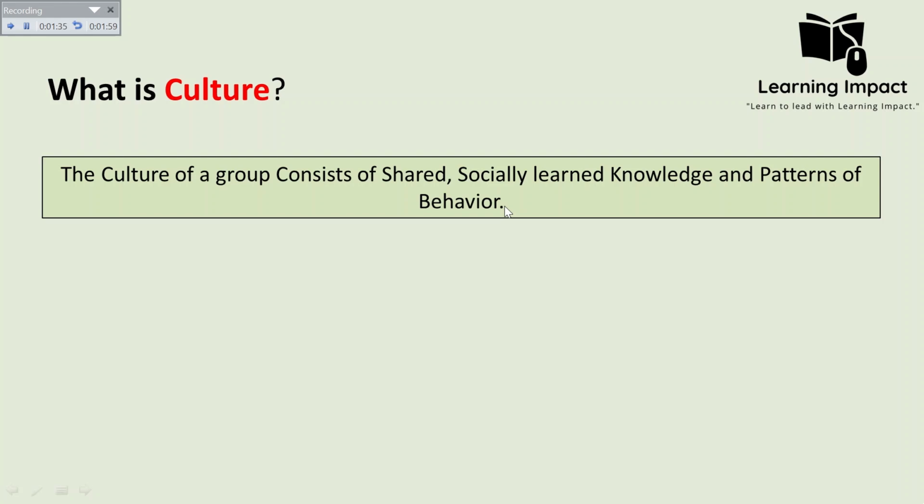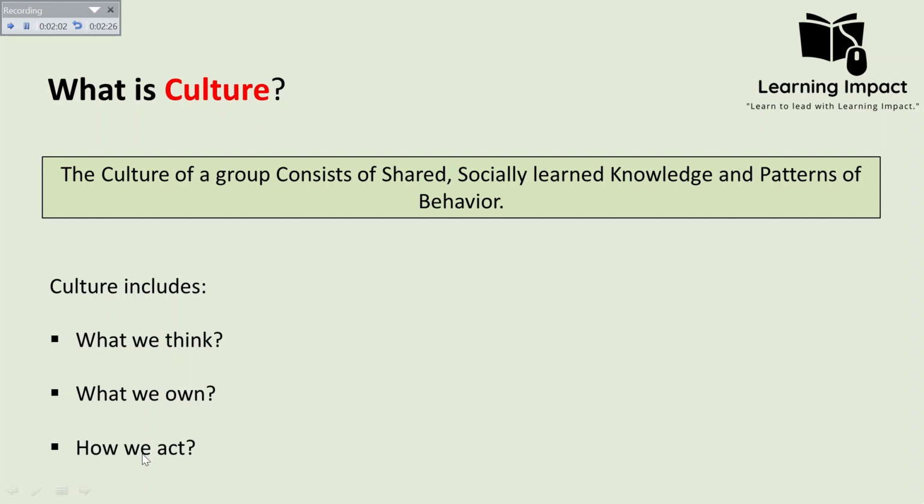So the culture of a group consists of shared, socially learned knowledge and patterns of behavior. It means that culture includes what we think, how we perceive a particular idea, how we make sense of justice, how we make sense of women's rights. These are all our thinking and ideas, our belief system. These are all our culture, and also what we own in the form of material culture, like our devices and tools that we use. For example, what kind of devices do we prefer? These are all our material culture. And also how we act. Our actions are also part of our culture: how we greet each other, how we speak, how we perform different rituals and ceremonies. These are all our culture. So culture can be defined as shared, socially learned knowledge and patterns of behavior.